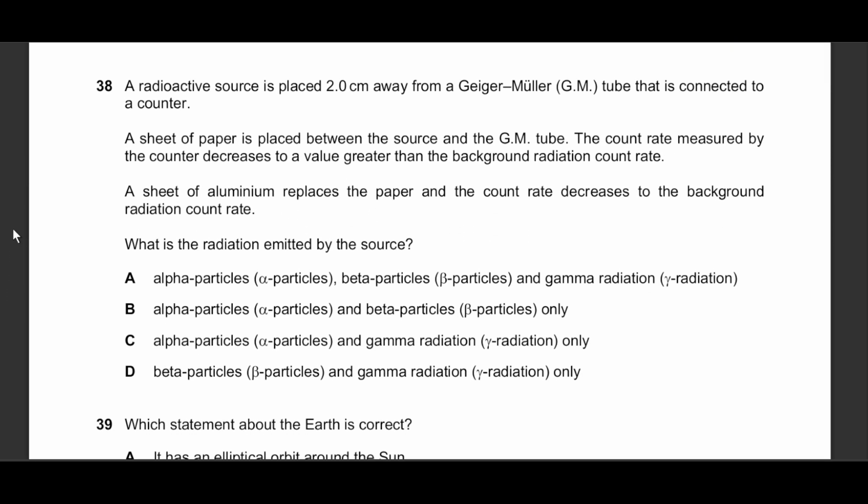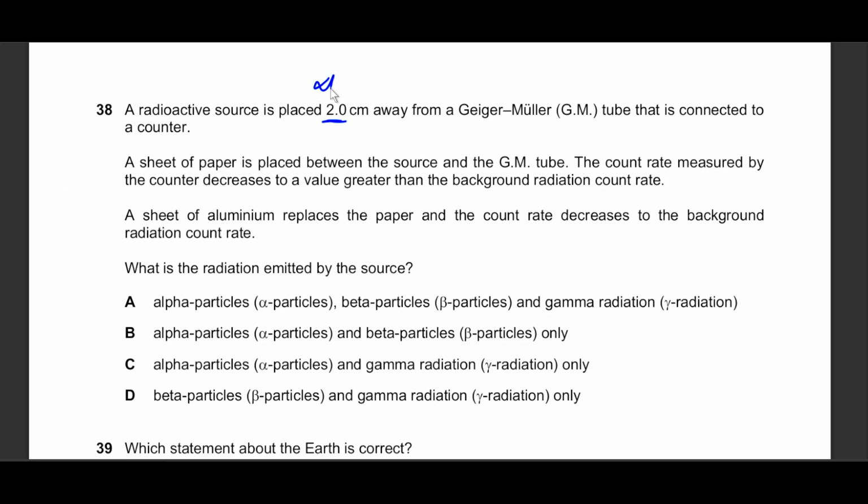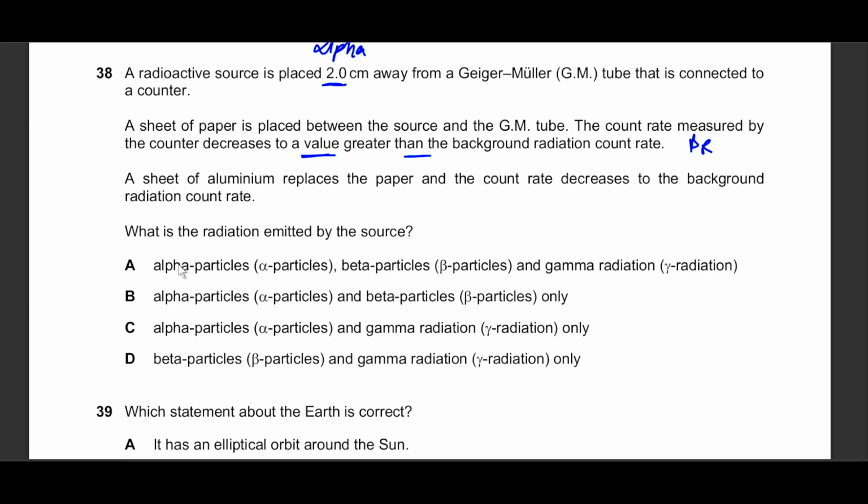Question 38. He says the radioactive source is 2 centimeters away. When he says 2 centimeters away, it means there is a very high chance that alpha will be present, because alpha's range is less than 10 centimeters. A sheet of paper is placed between the source and the detector. The count rate decreases to a value greater than background, which means if it is still greater than background radiation, it wasn't 0, so alpha is not the only one coming in. But one thing that's for sure is that alpha is present.